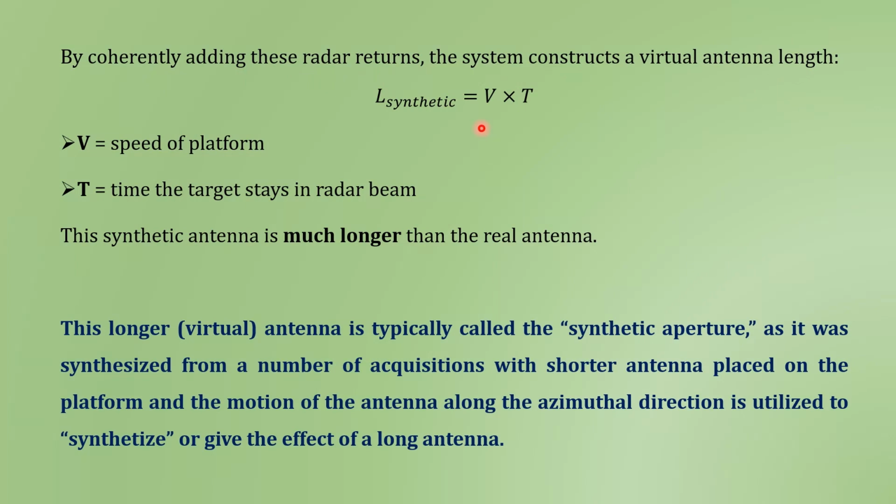And as we know, speed is equal to distance by time. So we can calculate distance, that is the synthetic length, using this formula, where v is the speed of the platform, which is known, and t is the time the target stays in the radar beam. So this synthetic antenna is much longer than the real antenna. This longer or virtual antenna is typically known as the synthetic aperture, as it is synthesized from a number of acquisitions made with a shorter antenna placed on the platform, and the motion of the antenna along the azimuthal direction is utilized to synthesize or to give the effect of a long antenna.